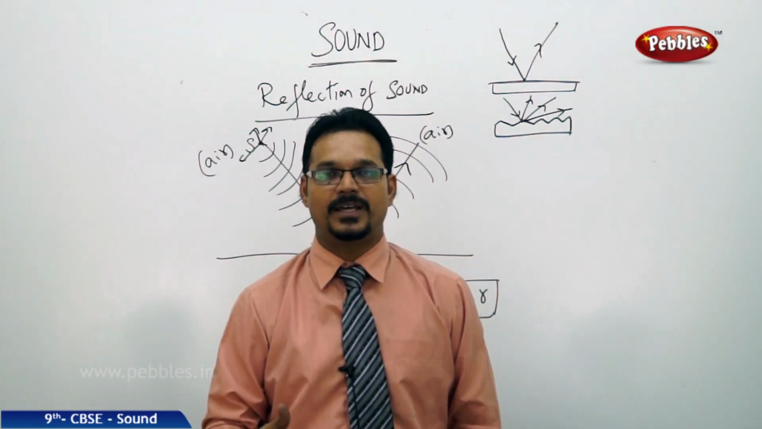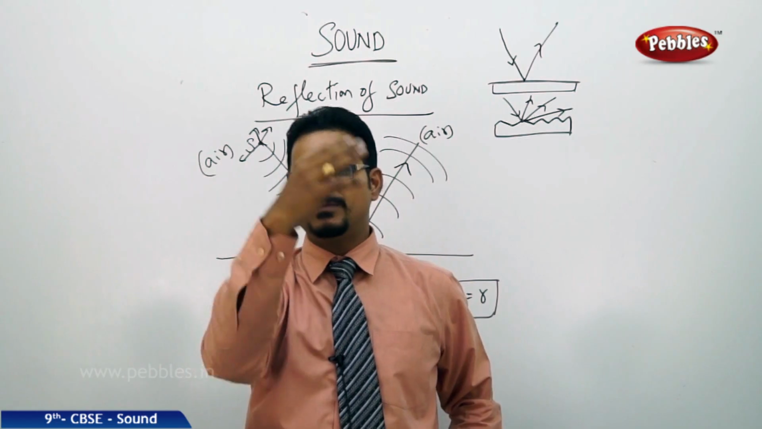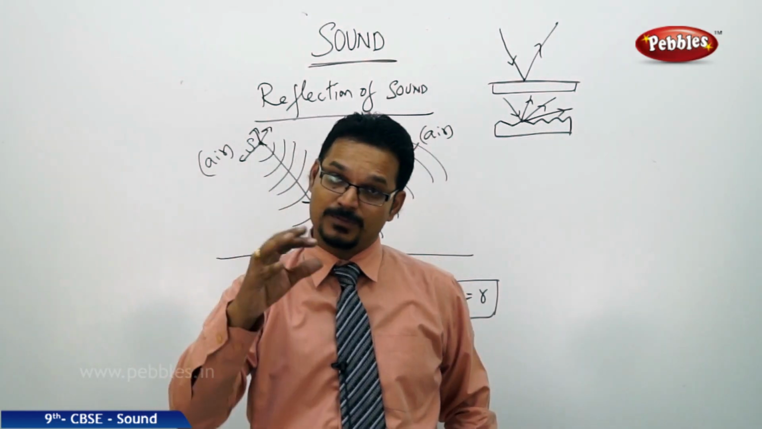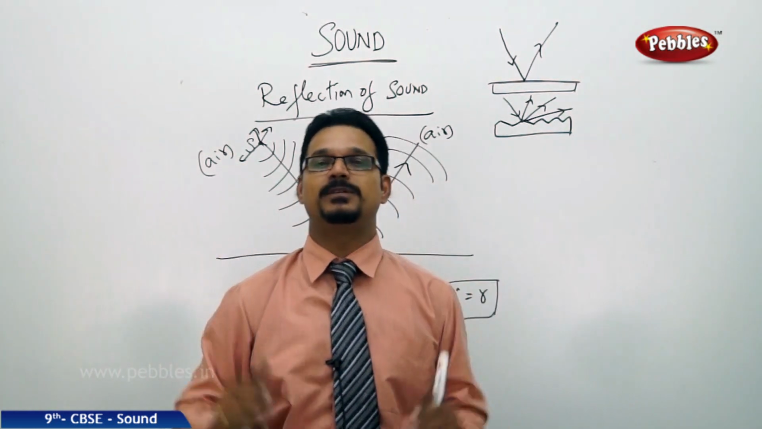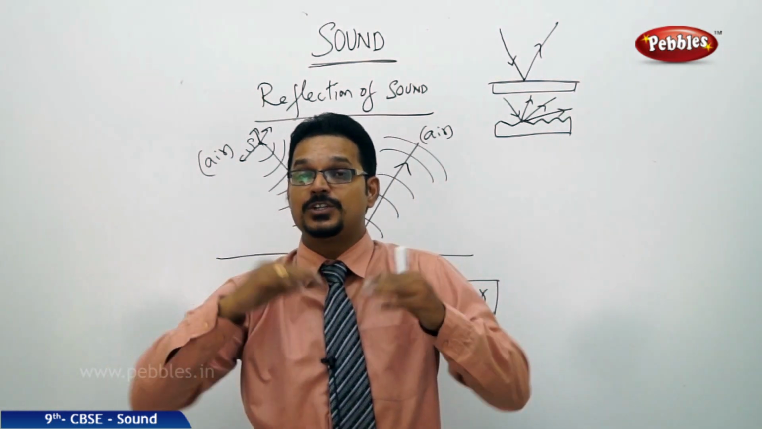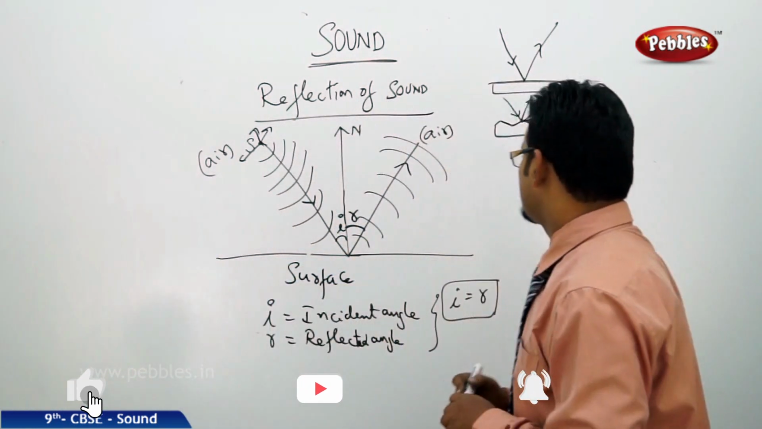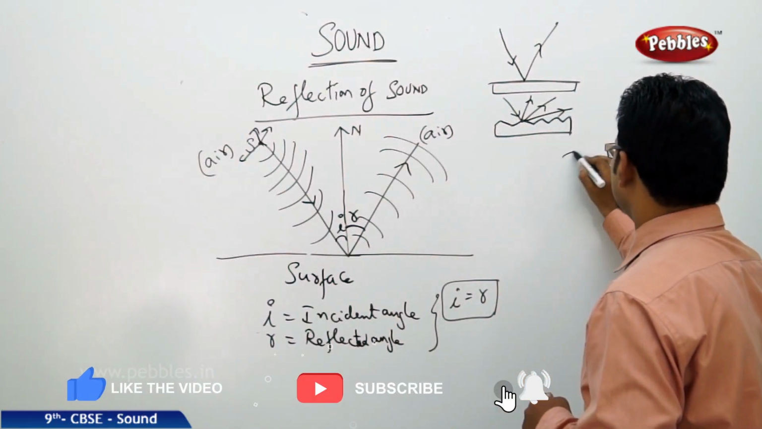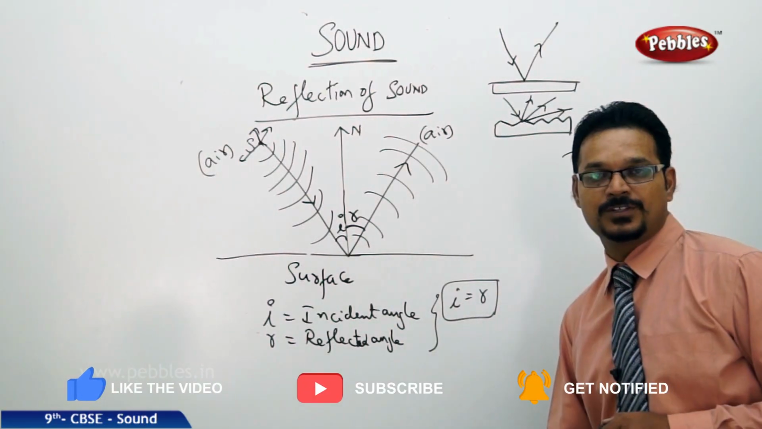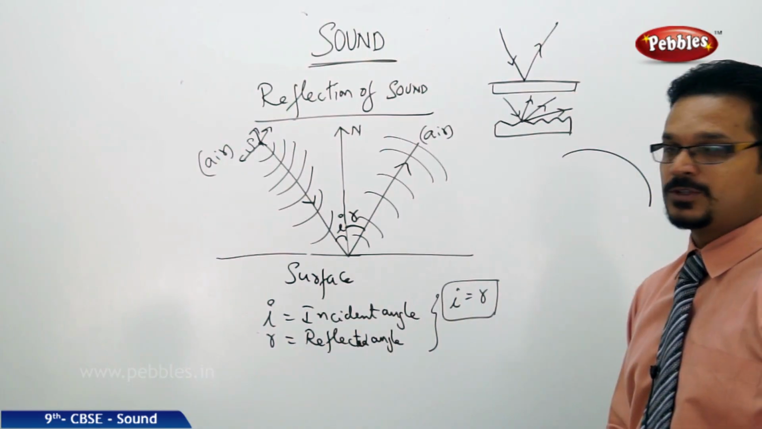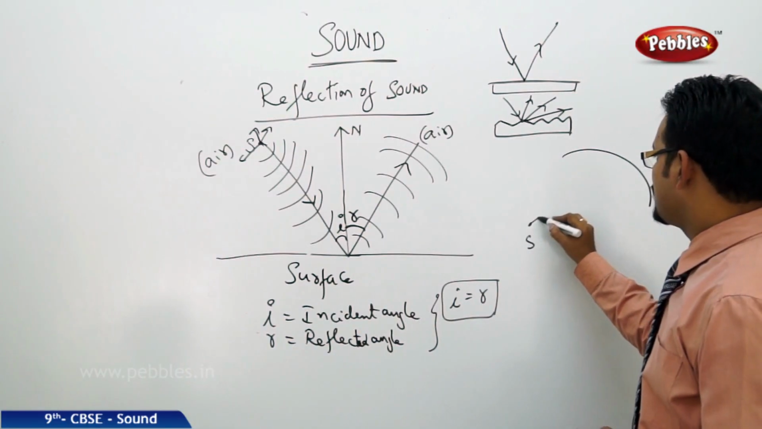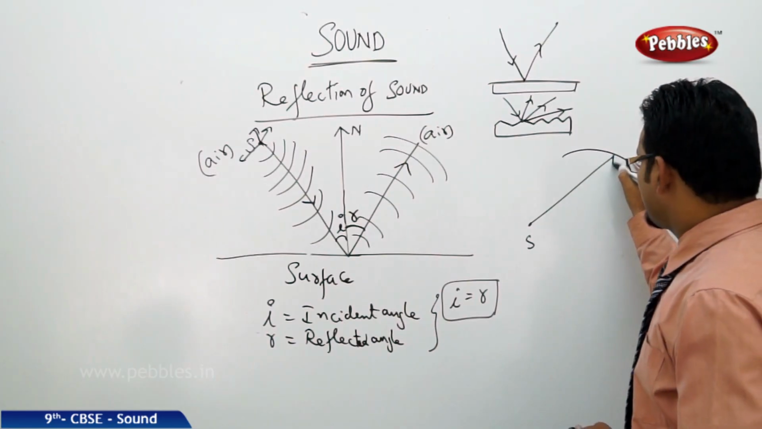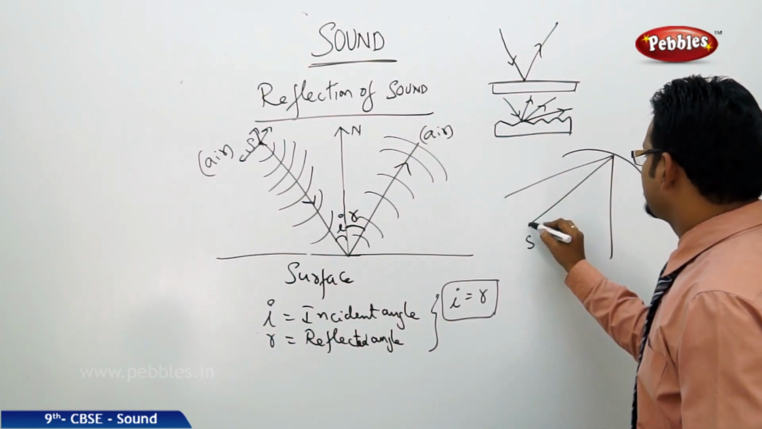Sometimes, instead of keeping ordinary speakers, they use a special shape of speakers, called concave shaped, like this, an ellipsoid shape we say. So what happens when the sound from the source falls here? It reflects in all the directions.